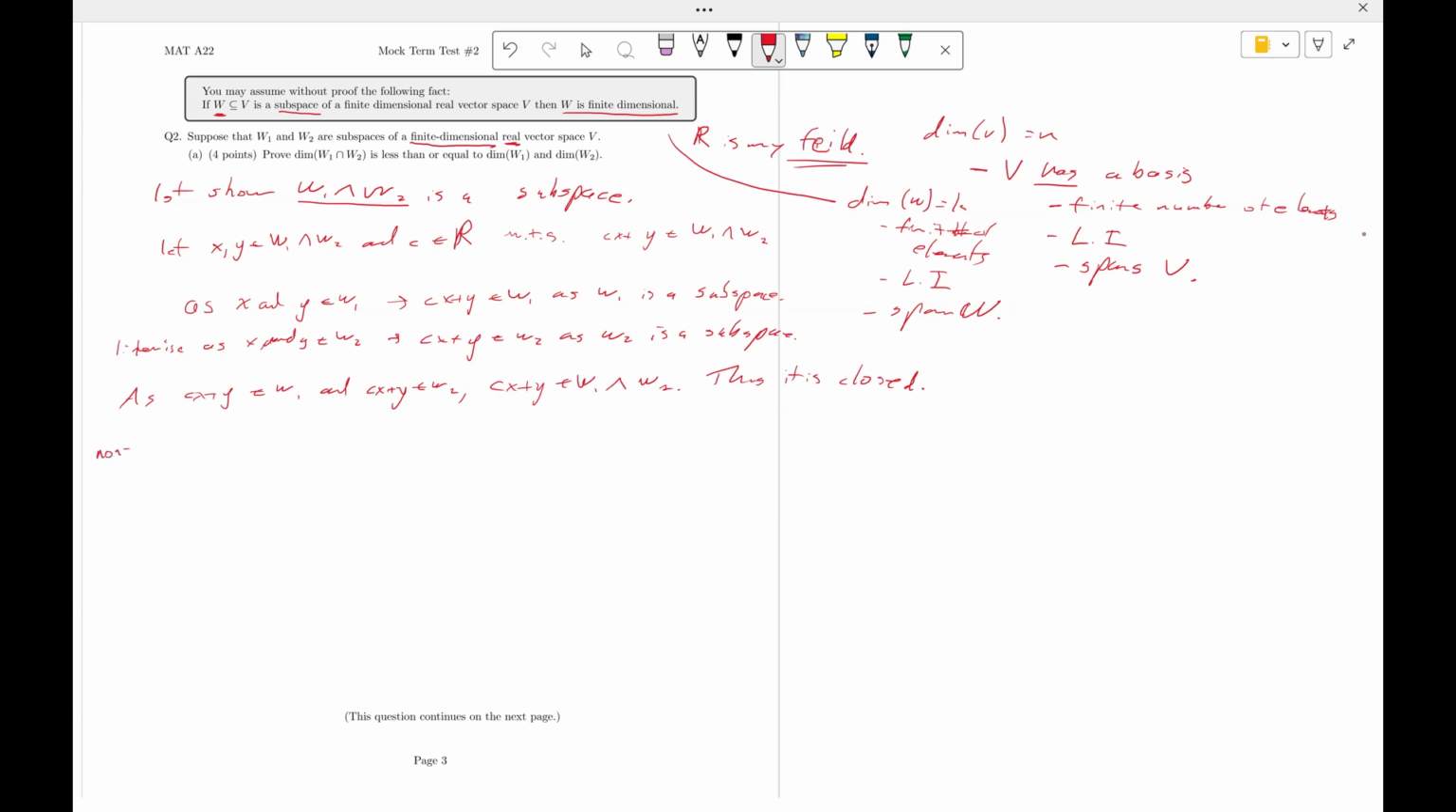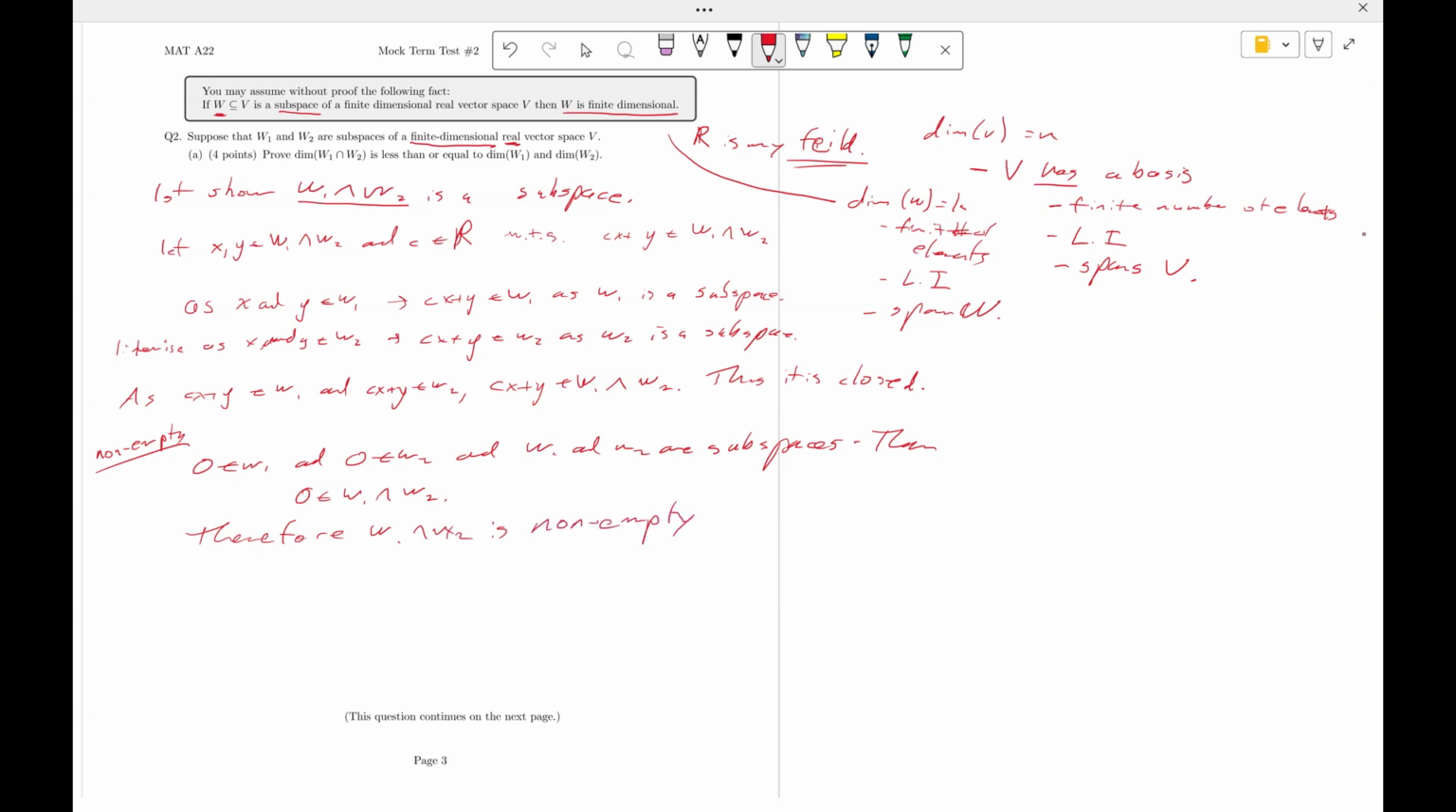So non-empty is missing. To do this, 0 is in W1 and 0 is in W2 as W1 and W2 are subspaces. Thus, 0 is in W1 intersect W2. Therefore, W1 intersect W2 is non-empty. So at this point, I have shown that W1 intersect W2 is a subspace.